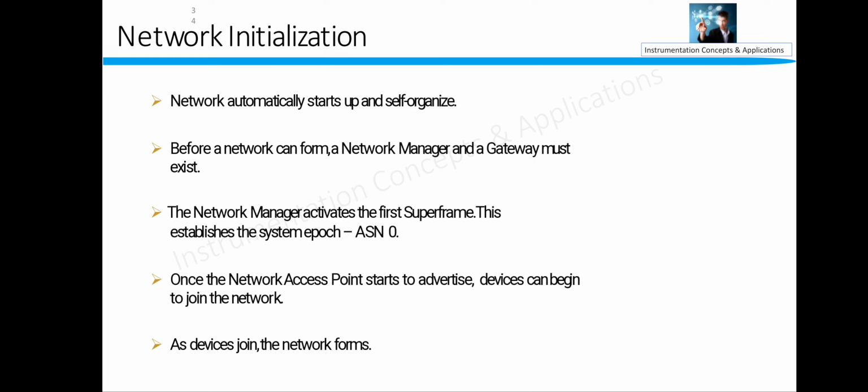And network initialization, after commissioning of any devices and router. Network initialization is required so that the network automatically starts up and self-organizes. Before a network can form, a network manager and a gateway must exist. The network manager activates the first super frame. This establishes the system epoch, ASN is 0. Once the network access point starts to advertise, devices can begin to join the network. So this is the first step we need to do while taking all the devices online.